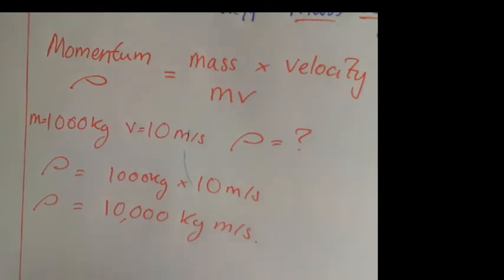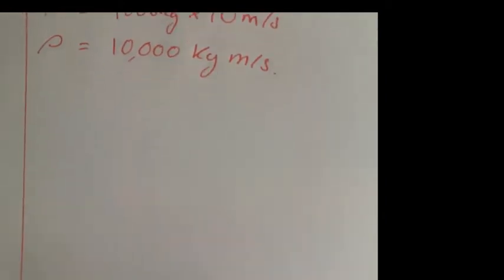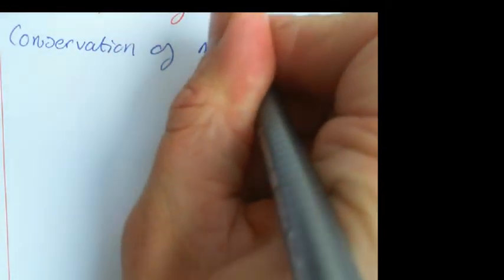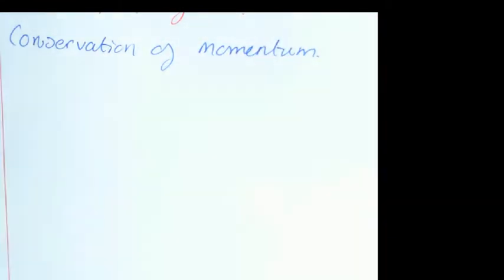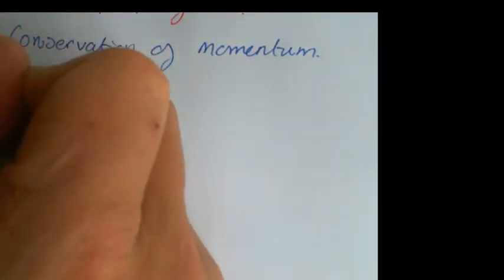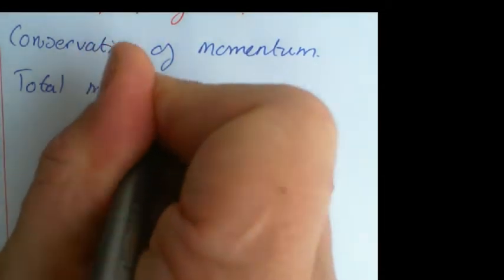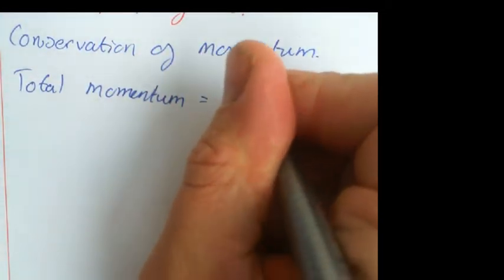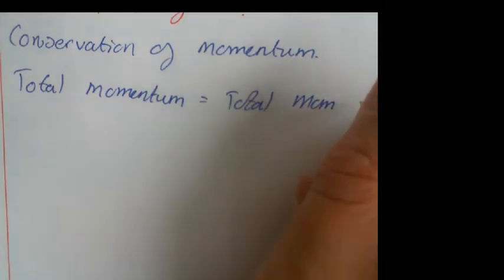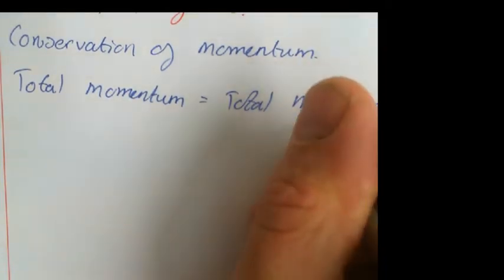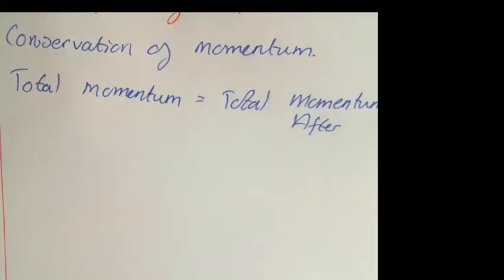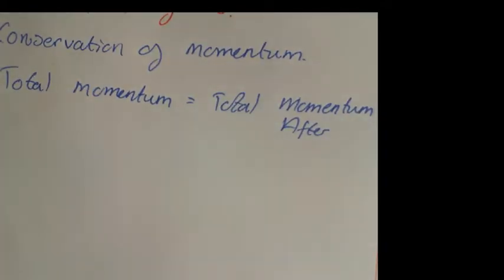But as we're physicists, we love conservation rules, and one of the most important conservation rules is conservation of momentum. And what that simply says is that the total momentum before equals the total momentum afterwards. Okay, and the key word here is total.